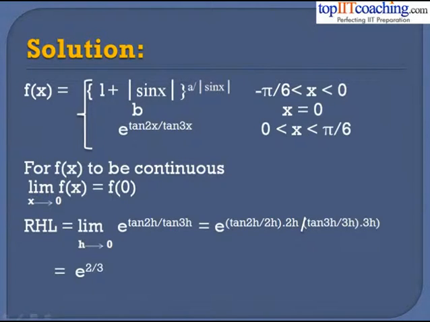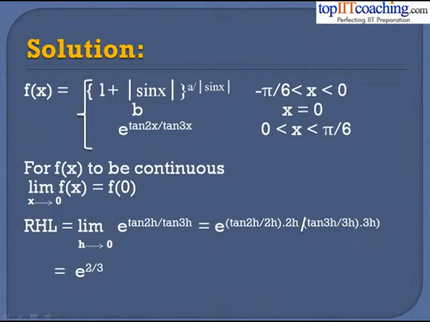Now we have to find the values of a and b so that f(x) is a continuous function. For a continuous function, the limit of f(x) when x tends to 0 is equal to f(0). Let's first try to calculate the right hand limit, because the expression for calculating the right hand limit does not have any a or b.